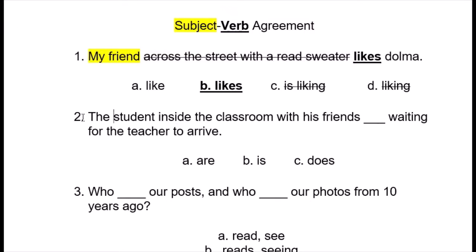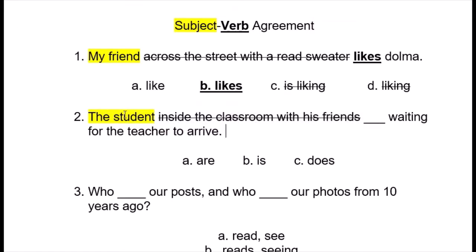Number two, the student inside the classroom with his friends waiting for the teacher to arrive. So what's the subject? The student. Now we have some extra information. Inside the classroom, prepositional phrase. What's the preposition? Inside. What's the object of the preposition? Classroom. With his friends, prepositional phrase. What's the preposition? With. And what is his friends? It's the object of the preposition. So ignore it. Don't worry about it.